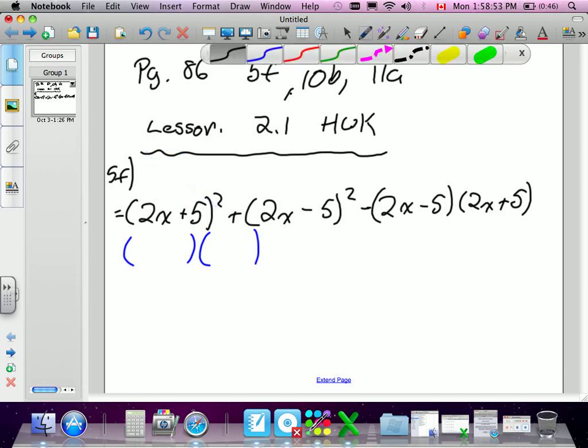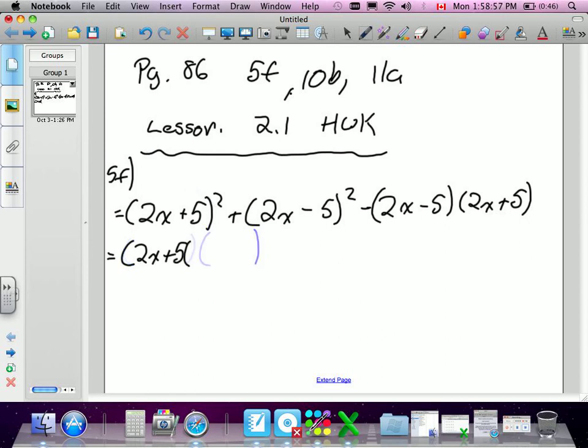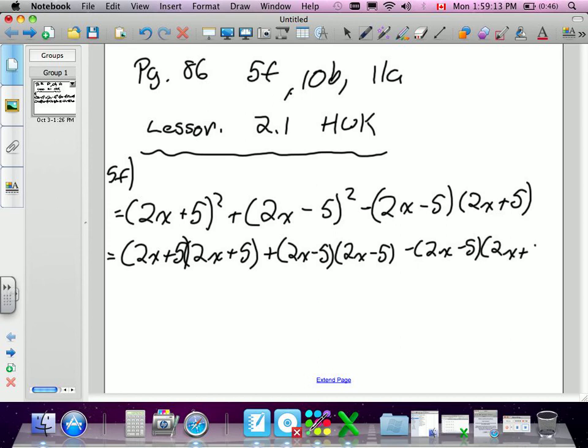So what that's going to read is 2x plus 5 times 2x plus 5, plus 2x minus 5 times 2x minus 5. So we repeat the base, and then 2x minus 5, 2x plus 5. It's a long question. There's a lot to do. Next, I'm going to show you the rainbow style of distributing. So we take the first term and multiply by both terms in the next bracket.